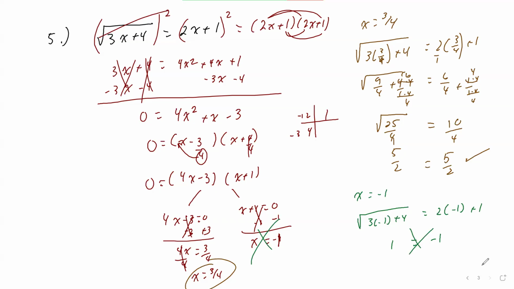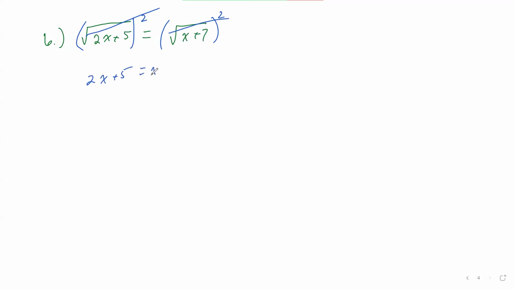All right, so these are some different ones, and I want to make sure you have plenty of examples. So looking at number 6, we get the square root of 2x plus 5 equals the square root of x plus 7. Both square roots are isolated, so I can go straight into squaring both sides. So I'm left with 2x plus 5 equals x plus 7. And now I have a regular linear equation.